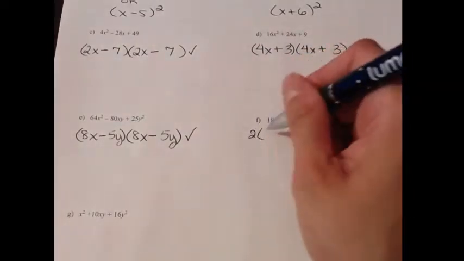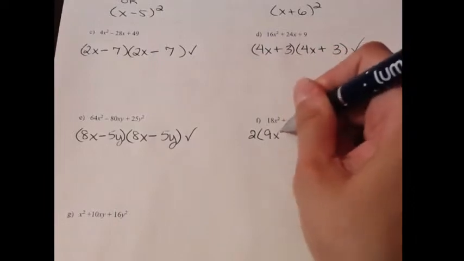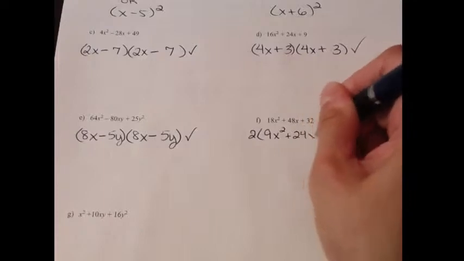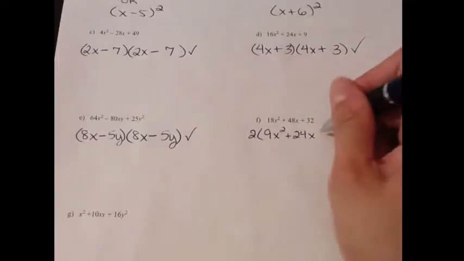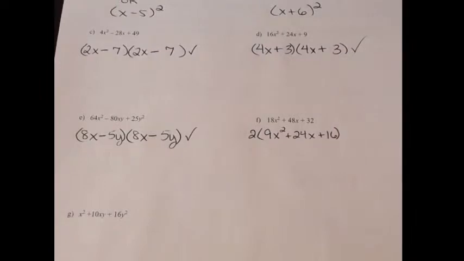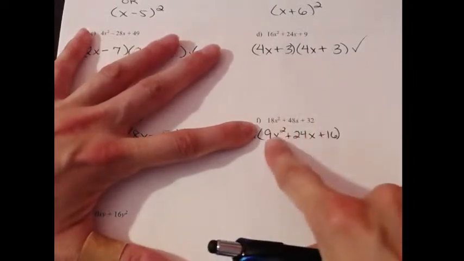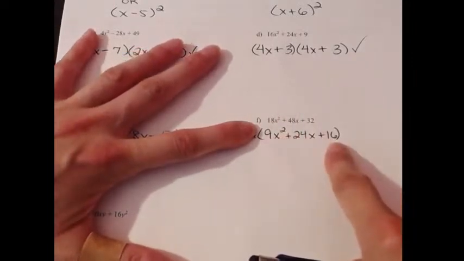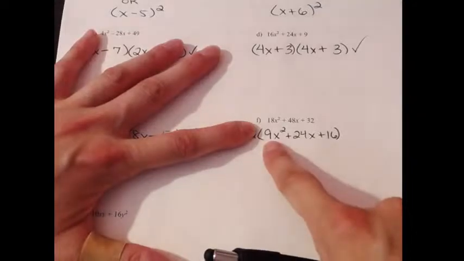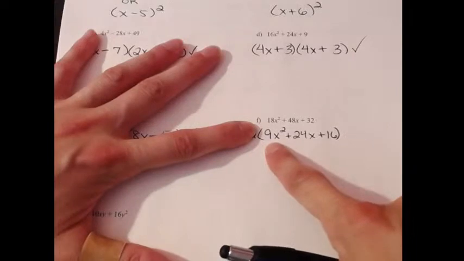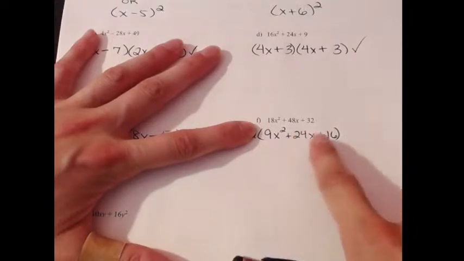18x squared divided by 2 leaves us with 9x squared. 48x divided by 2 leaves us with 24x. 32 divided by 2 leaves us with 16. Perfect. I'm going to go ahead and cover up the 2. Hold on to that. Notice I have a trinomial, and as a matter of fact, this is a perfect square, and so is our last term. We know that 3x times 3x gives us 9x squared. We know that 4 times 4 gives us 16.